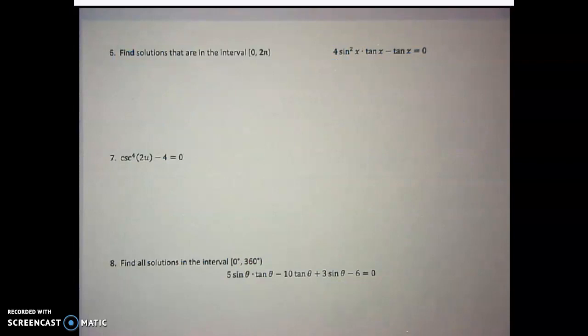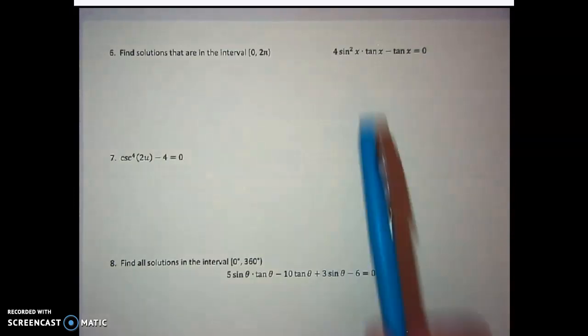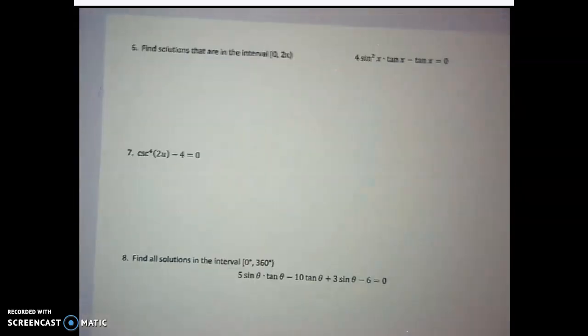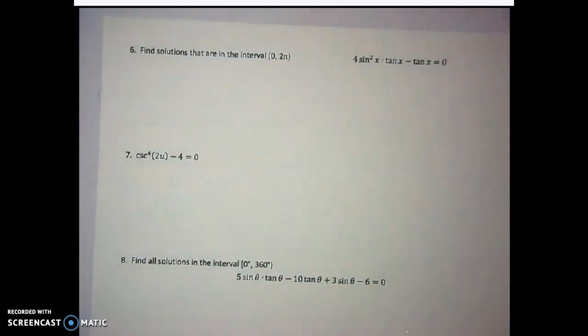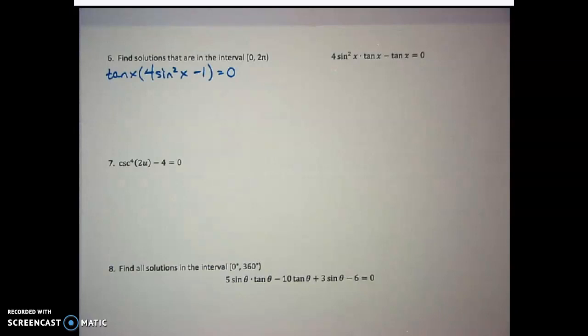Problem number 6. You might be tempted to change the sine squared into something, but again, if you look at the algebraic structure of this, I have two terms, and they both have a tangent, so I'm going to start off by factoring a tangent out of both of them. Now I've got two terms being multiplied together, each with their own trig function, so I could just use the zero product property, set both of them equal to 0, and use my unit circle.